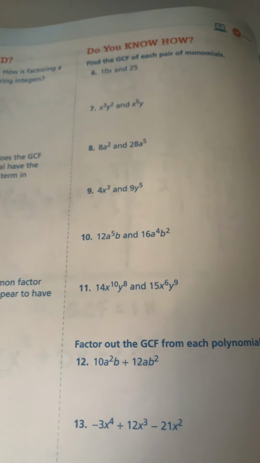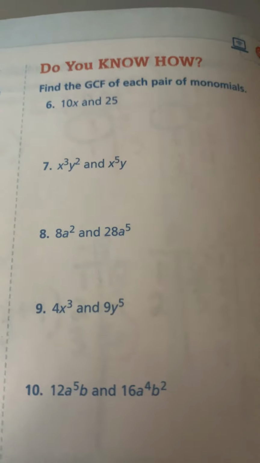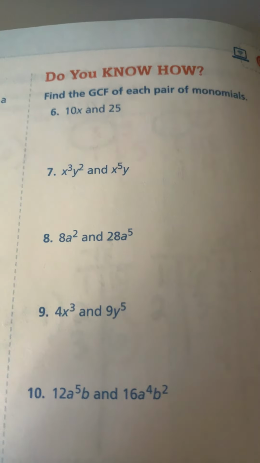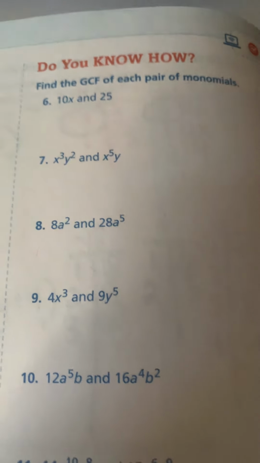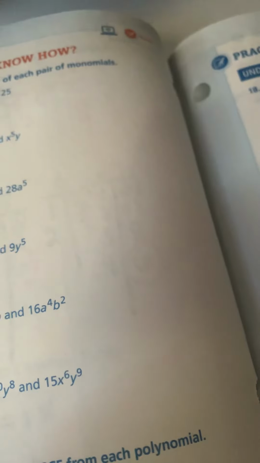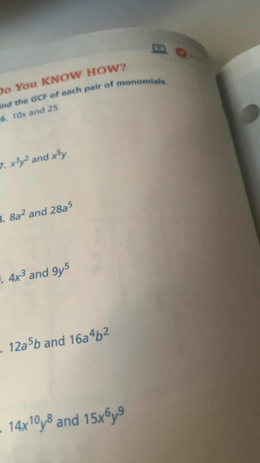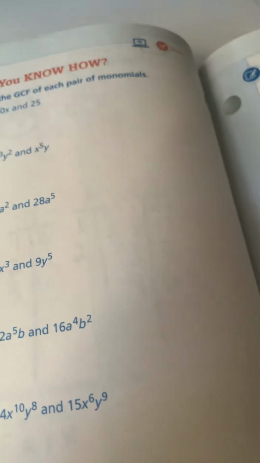So factors are things that you can multiply to get a number. Like the factors of 10 would be 1 and 10, and 2 and 5.